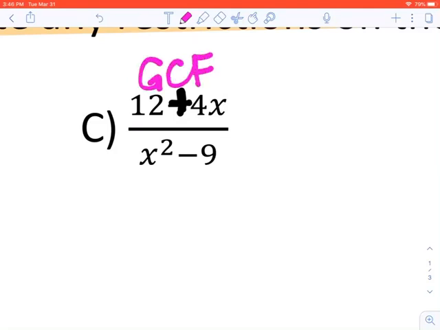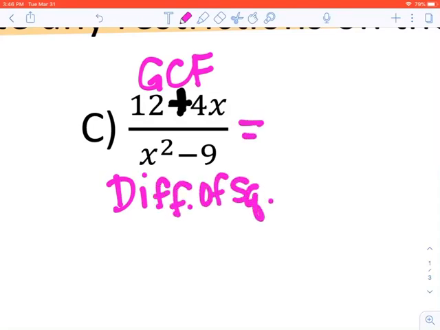Okay, there's going to be a few problems in your homework. You will need to do greatest common factor. Now on the bottom, it's going to be a difference of squares. Okay, we haven't done that one in a while, so we'll look at all of this. So on the top, my greatest common factor is going to be a 4, and if I take that out, it looks like I'm left with 3 plus x.